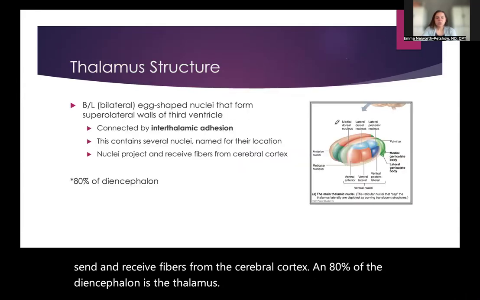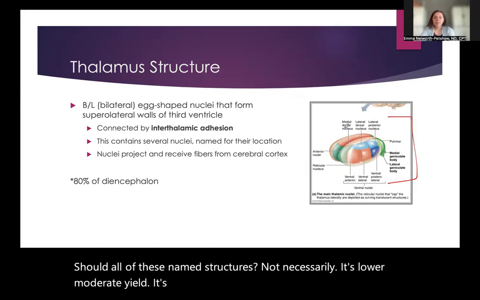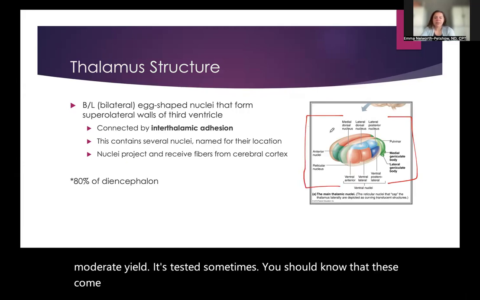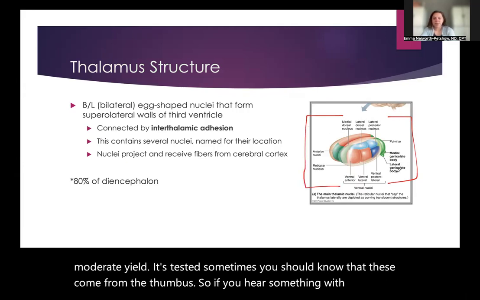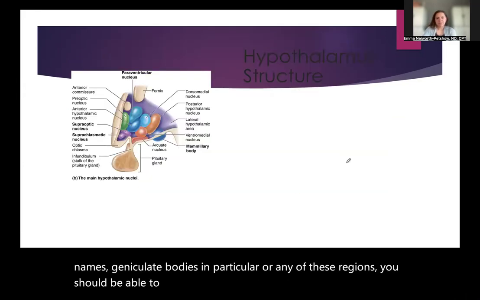Should you know all of these named structures? Not necessarily. It's lower, moderate yield. It's tested sometimes. You should know that these come from the thalamus. So if you hear something with these names, geniculate bodies in particular, or any of these regions, you should be able to place them in the thalamus.